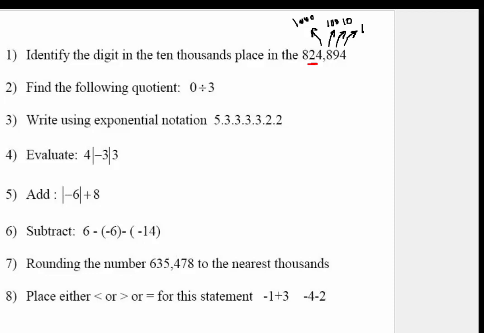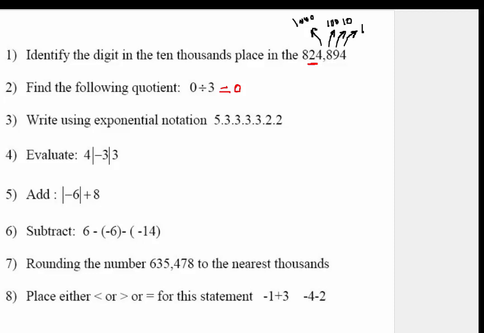Next question, Evelyn, find the following quotient, 0 divided by 3. What is 0 divided by 3, Evelyn? Would be 0, exactly. So if you have 0 divided by any number, it would be 0, obviously. A half of 0 is 0, a third of 0 is 0, and so on.